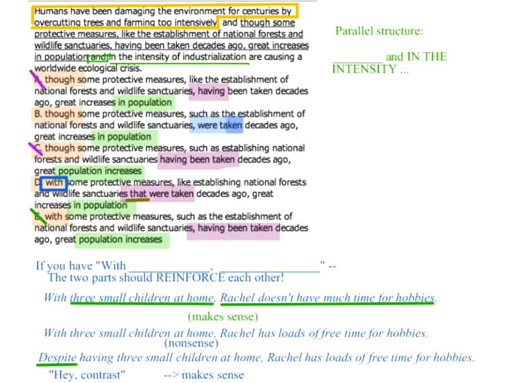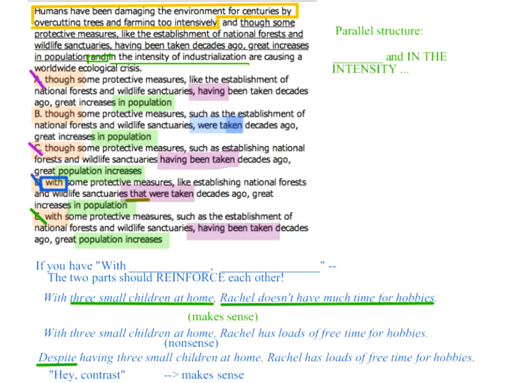I mean, the point is that despite these protective measures, there's still a worldwide ecological crisis. These are not empty words, guys. You have to think about what they mean. So it's not, with protective measures here, that doesn't make any sense. So that's one thing that is very seriously wrong with choice D.